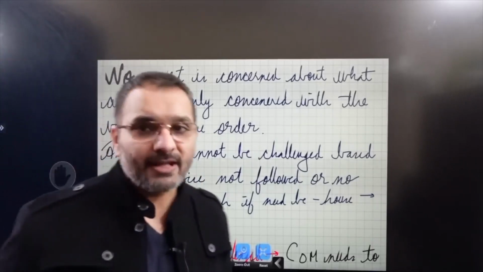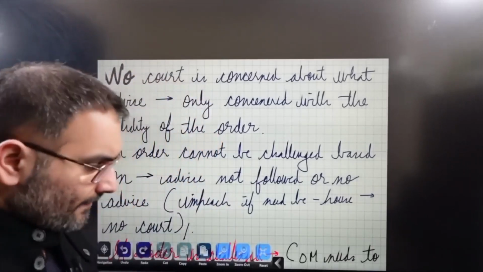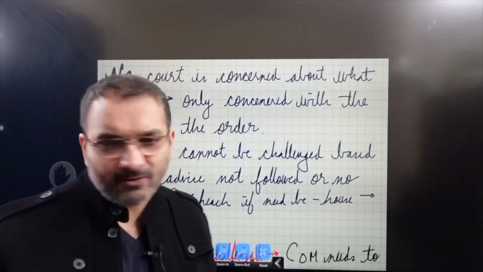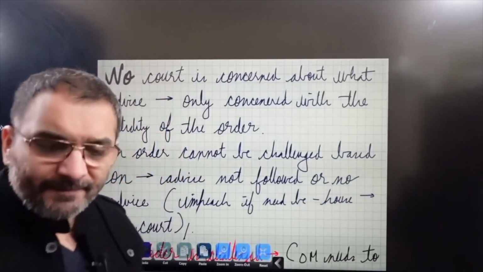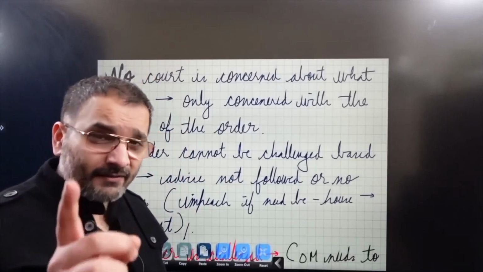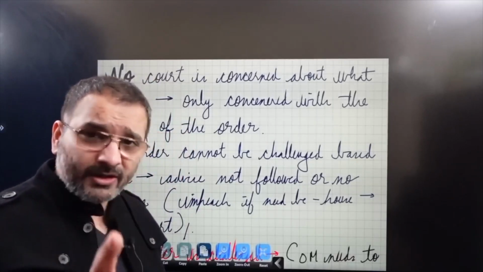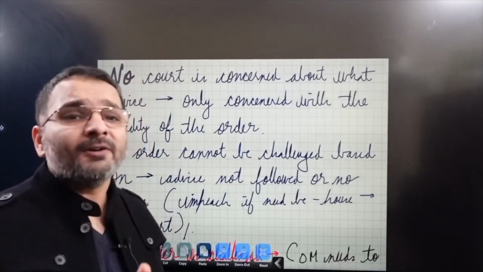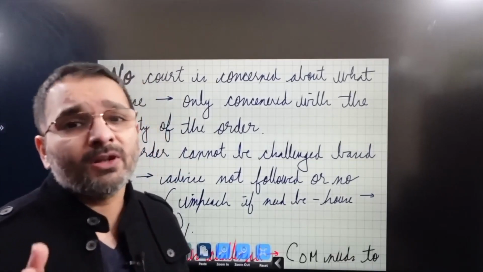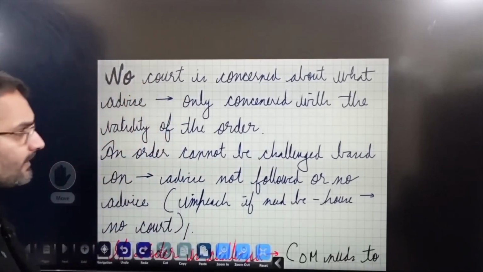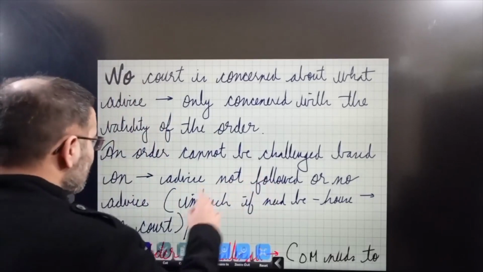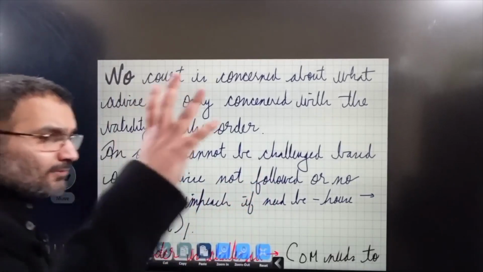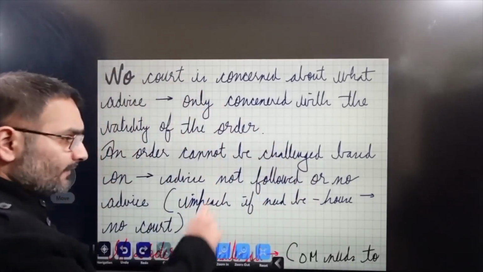Obviously, now let us say the COM advises the president. And the president passes an order, basically passes an act, whatever he does, he passes an ordinance. We are only concerned whether that order is valid. It is not ultra vires to the constitution. That is not beyond the powers of the constitution, all right? So an order cannot be challenged based on the advice not being followed or no advice being given, right?